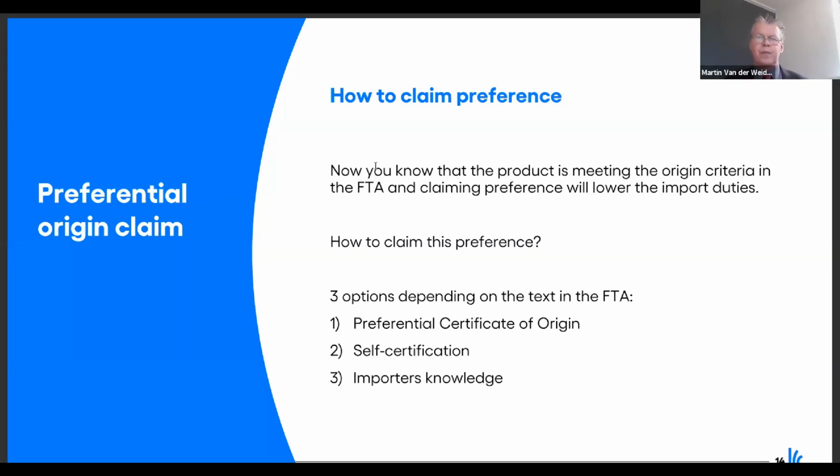There are three options. It's depending on the text of the free trade agreement. I think we have participants from all over the world. If you're located in Asia, it's often a preferential certificate of origin. If you're located in the European Union, but also with the new free trade agreement in Africa, it might be a certificate of origin, but self-certification is also an option. If you're located in America, self-certification is often the only option.